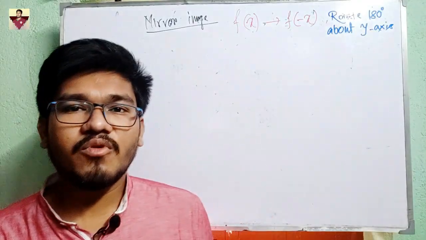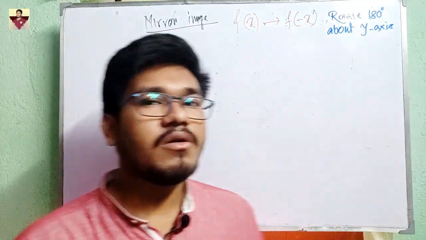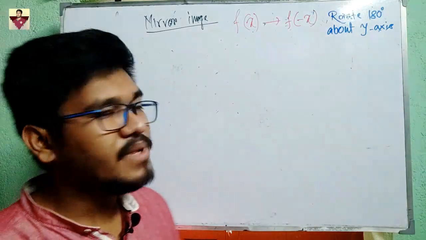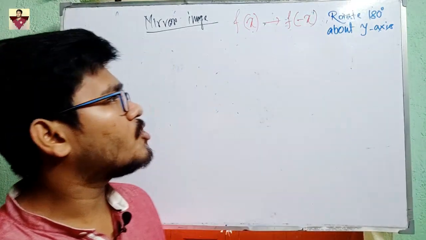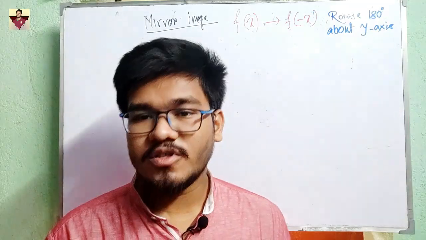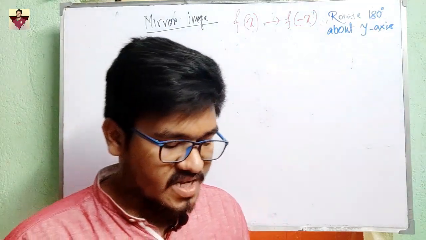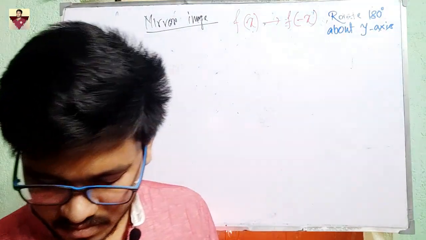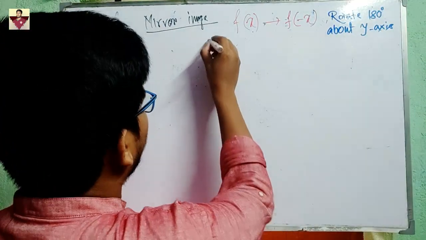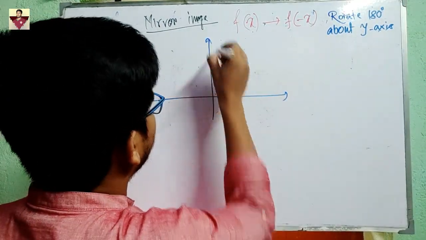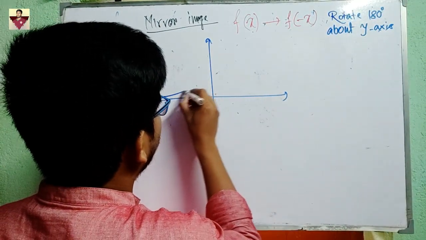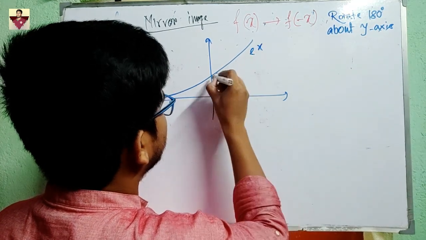Now this is going to be the most interesting part of this video, how to plot a graph using the mirror image concept, or rotation about 180 degree about the y-axis. So let us give some example. If you have plotted the graph for exponential of x, then I have discussed that the graph will look like this. So this is e to the power x.